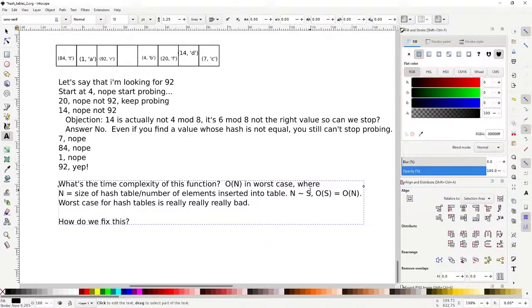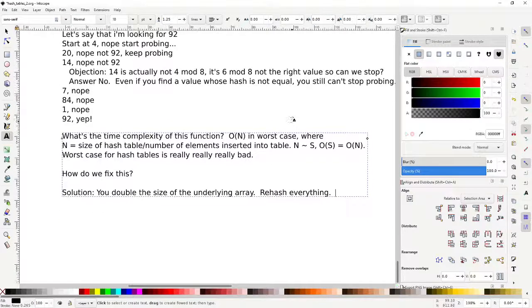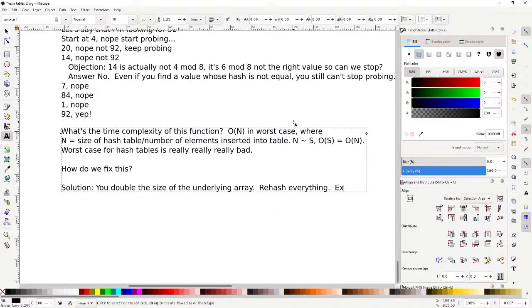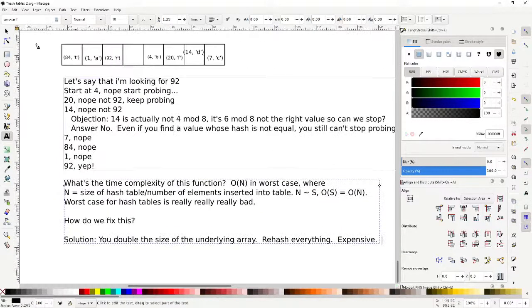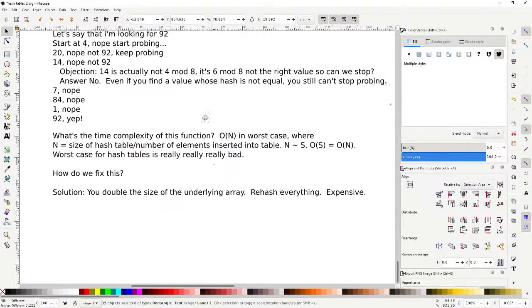And so the general solution, at least, I don't know if it's the best solution, I don't have a mathematical proof that it's the optimal solution, but generally what people do in this case is you double the size of the underlying array, and then you rehash everything, okay? So this is an expensive operation, right? But let's do that with this.